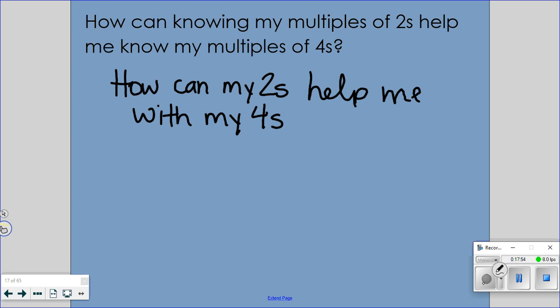Let's work on a way so that I can use my 2s, something I am good at, to help me with my 4s. So earlier in number talks, Mason brought up, hey, I can do my 2s, but then I can even double that to do my 4s. I think Archer did something similar where I counted by 2s, and then I realized that I could turn those 2s into 4s. Your 4s is doubling, and then doubling again. It's double, double. 4s are double, double.